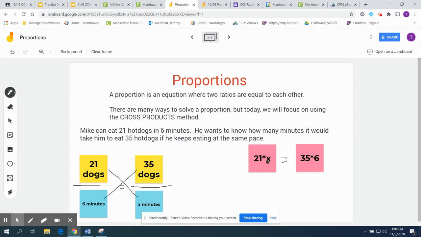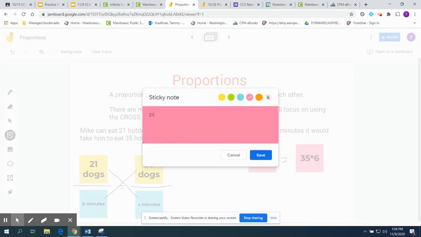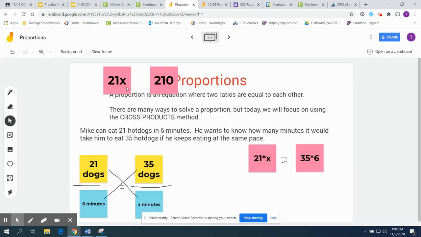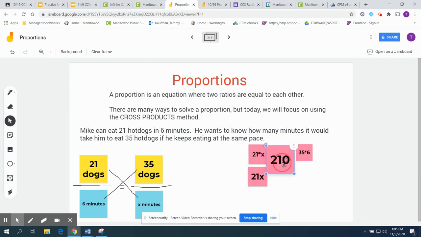And then we do the work. Well, 21 times X, I can write that as 21X. And 35 times 6, when I do that on a calculator, is 210. Okay, so my next step is to actually multiply it out. And I'm going to make these just a little smaller so we have a little more room. So now I have 21X is equal to 210.